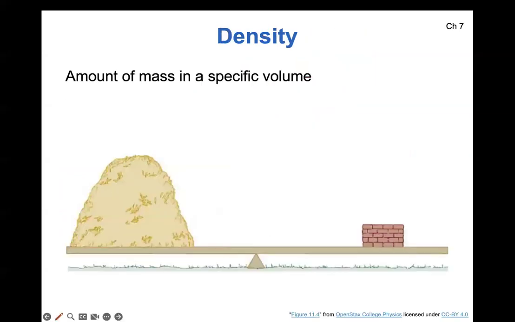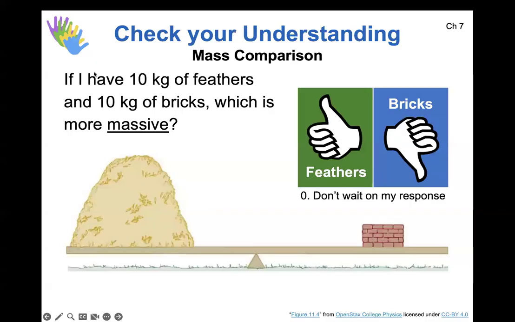So more about density. All right, so density is the amount of mass in a specific volume. Okay, so it's the mass per volume. Okay, well, here's a question for you. If you have 10 kilograms of feathers and 10 kilograms of bricks, which is more massive? Not asking about density. We'll get to that. Here, I'm just asking about mass.